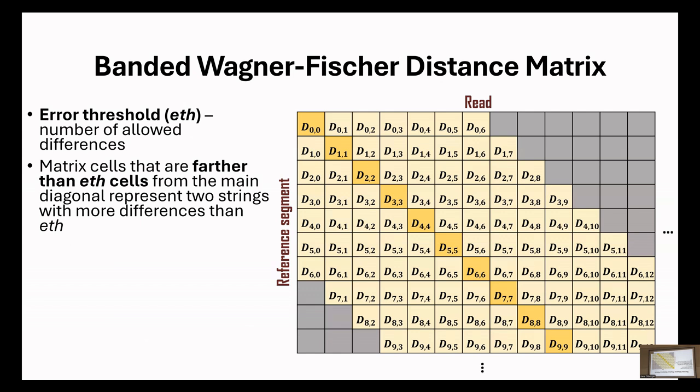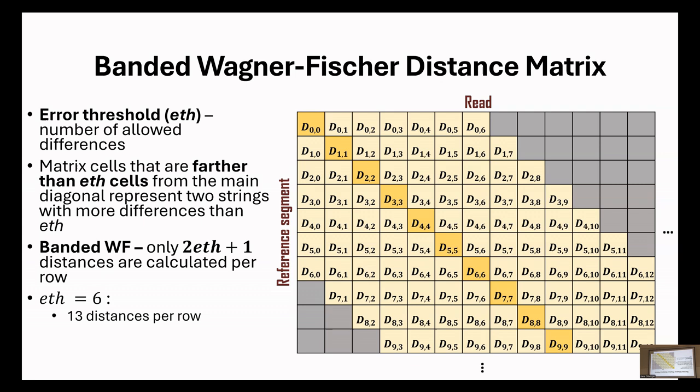Then we know that if we look at the main diagonal, and if we're going farther than the error threshold, then we know that we got a read and a reference which are different. So we know that we don't need to compute all the cells that are farther from the main diagonal. So in our case, if the error threshold is 6, which is a common value, we need to compute only 13 distances per row.